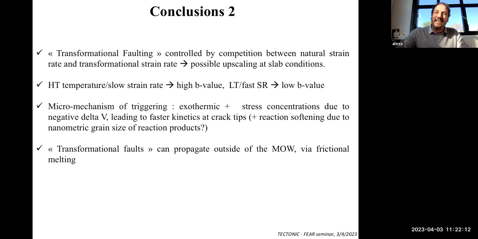Okay, so the triggering mechanism itself seems to be linked to the fact that where there is stress concentration, you can have faster kinetics, and then even a spherical inclusion will end up growing in aspect ratio, etc. And probably also the fact that the reaction is exothermic itself, and that there is reaction softening due to the nanometric grain size of the reaction products, plays a role. And finally, transformational faults can propagate outside the mole, the metastable olivine wedge, via frictional melting.